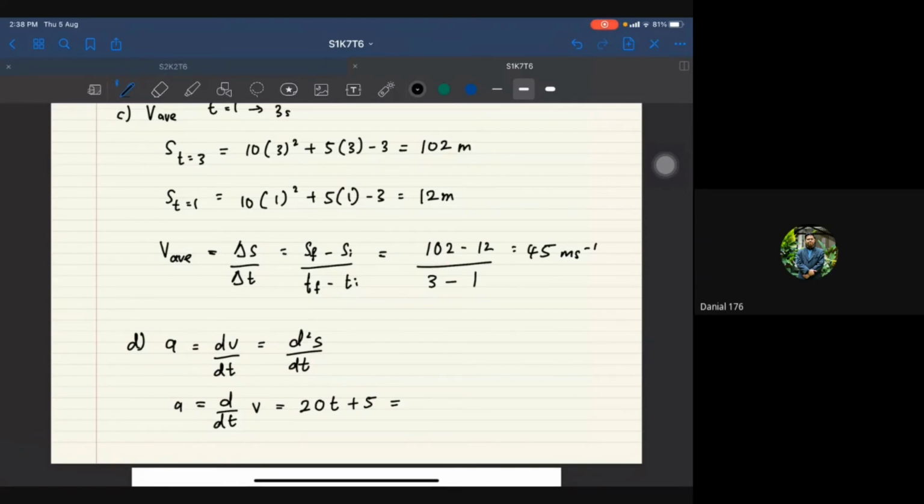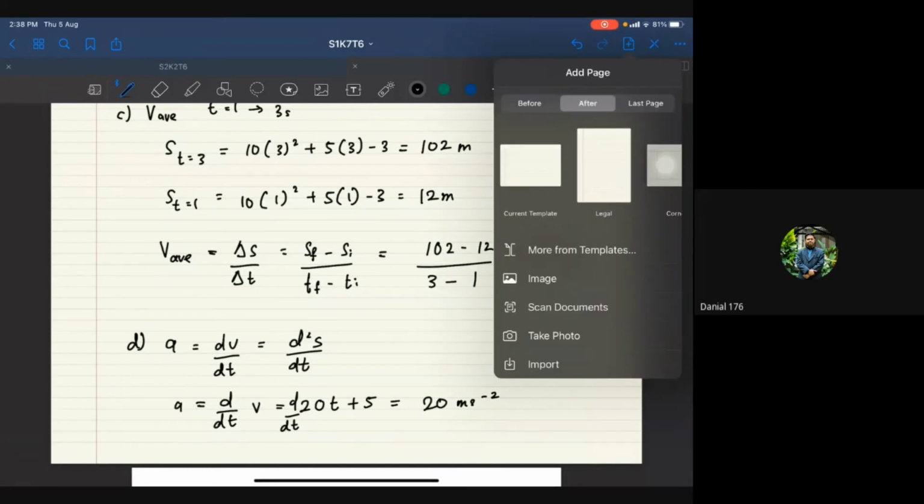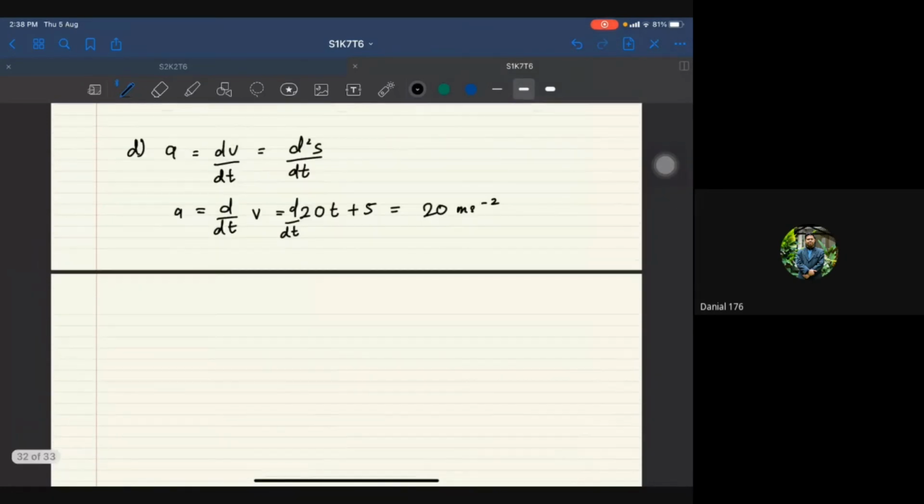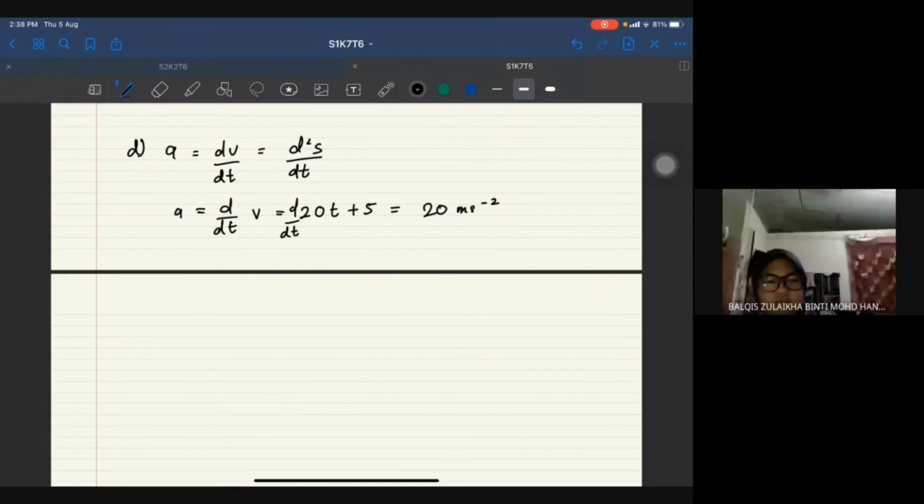So dia jadi apa ni? 20. 20 ms minus 2. Okay, unit. Jangan salah pula. Okay, what does it mean by 20 ms minus 2 tu? Adakah dia accelerates, decelerates, constant? Dia accelerate. Accelerates. Kalau accelerates maksudnya objek tu memecut lah kan?